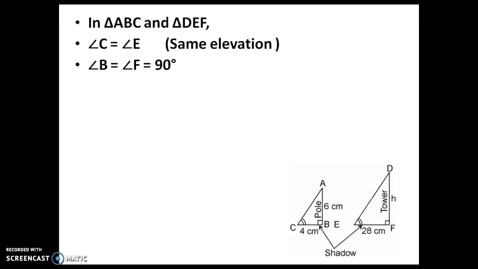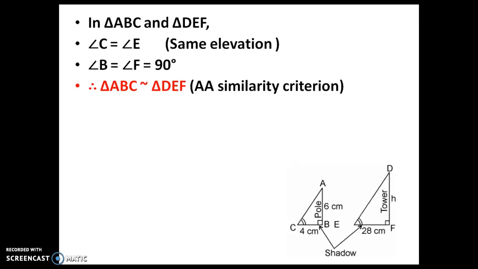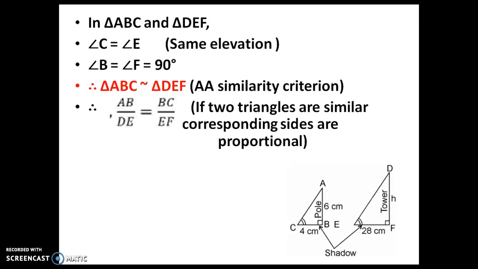In triangles ABC and DEF, angle C equal to angle E. Same elevation, at the same time the shadow is casted, so the angle will be the same. Then angle B equal to angle F. Why? Because both are 90 degree. The pole to the ground is 90 degree, the tower to the ground is 90 degree. So two angles are equal, and by AA similarity criterion both the triangles are similar. If two triangles are similar, then their sides are proportional.